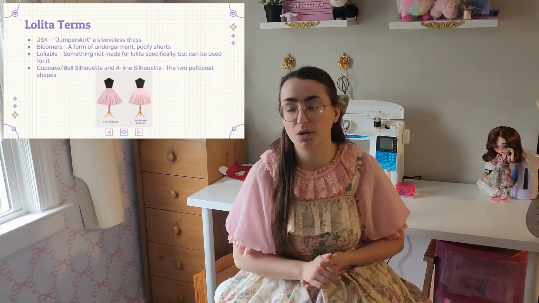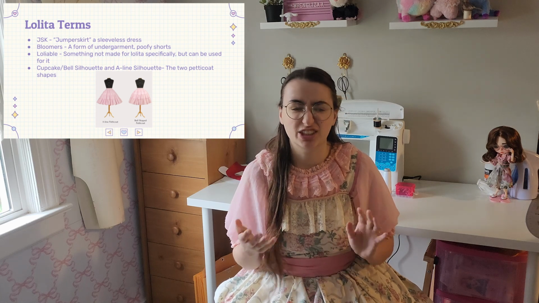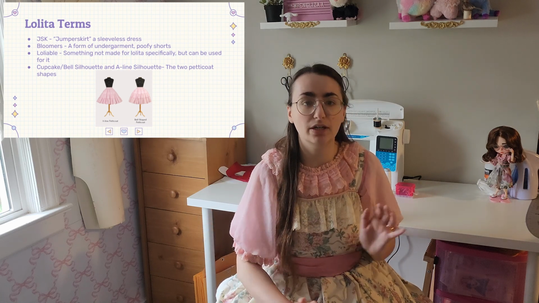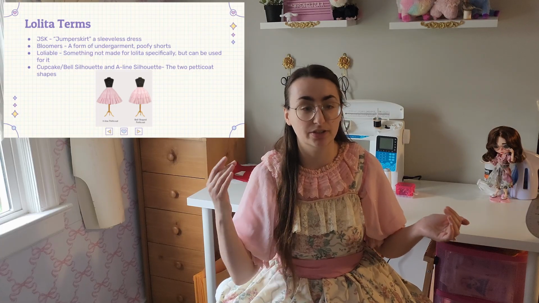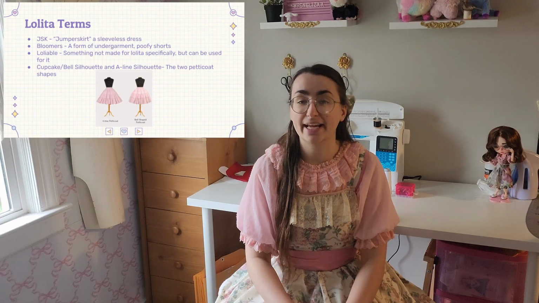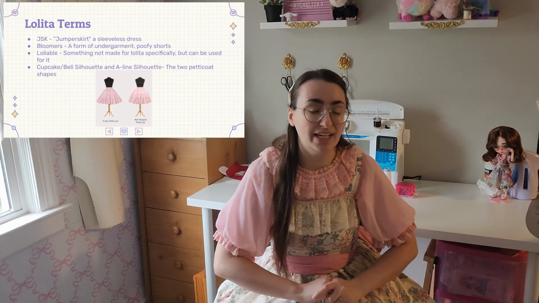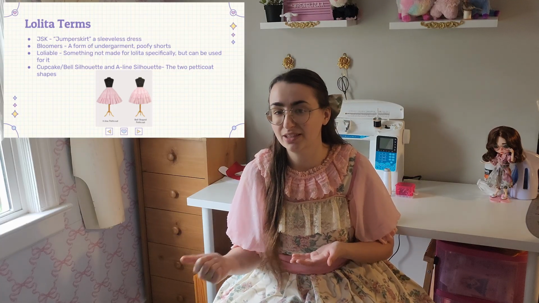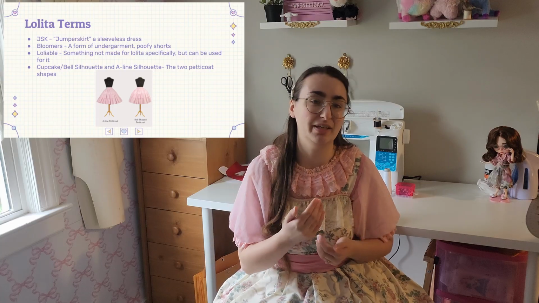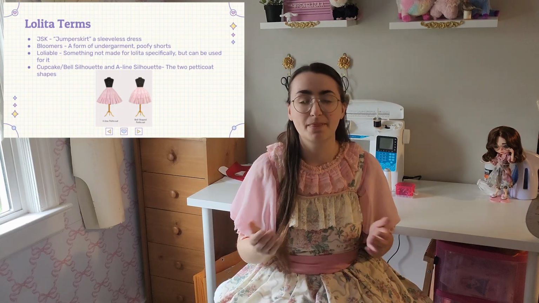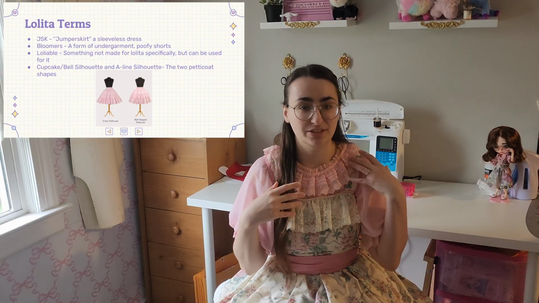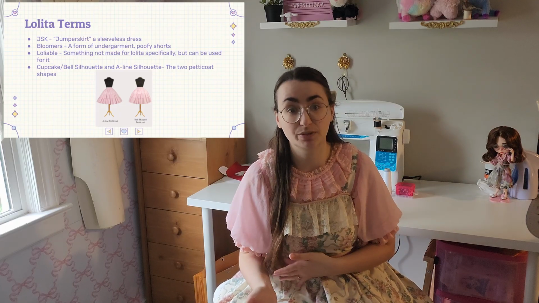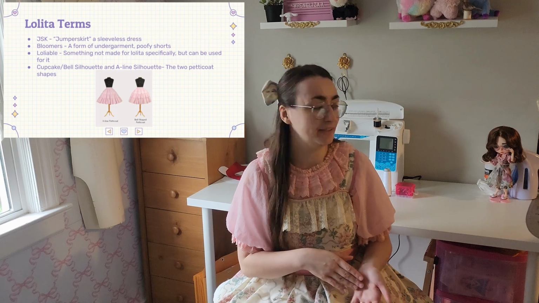Bloomers, they are a form of undergarment. They're essentially just poofy shorts. Super cute. Sometimes they're long enough to peek out a little bit underneath the skirt intentionally. Sometimes they're not. And lollyable. Lollyable refers to something that can be used in Lolita, but is not specifically made for Lolita. For example, sometimes I'll use vintage jewelry in my coords. This is not intended to be worn with Lolita, but it goes really well with it.